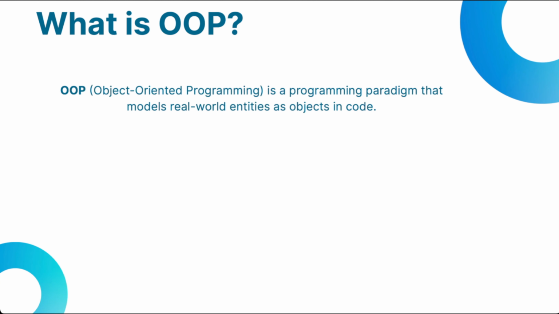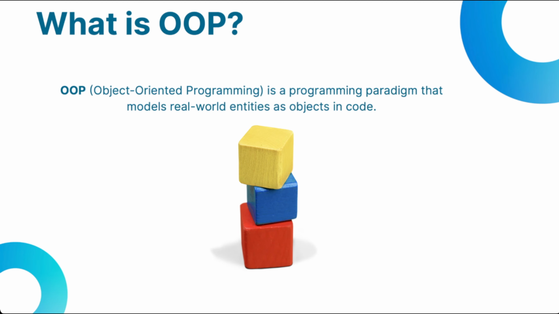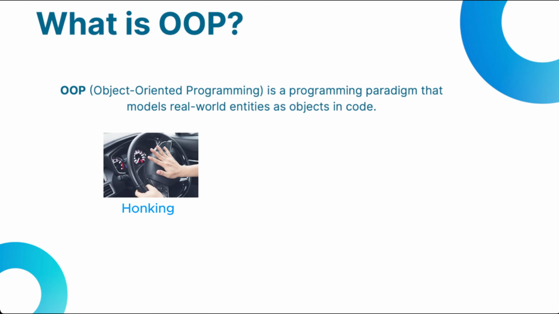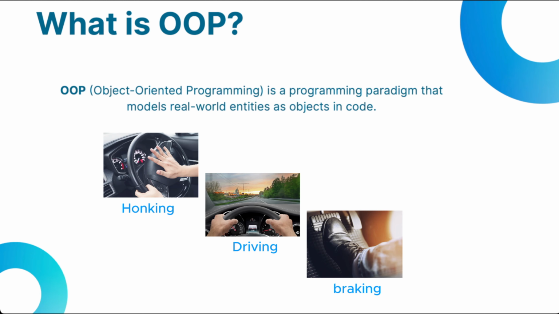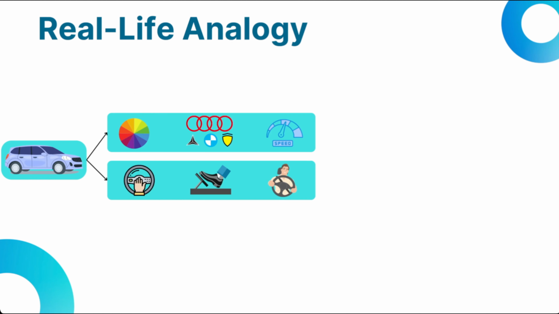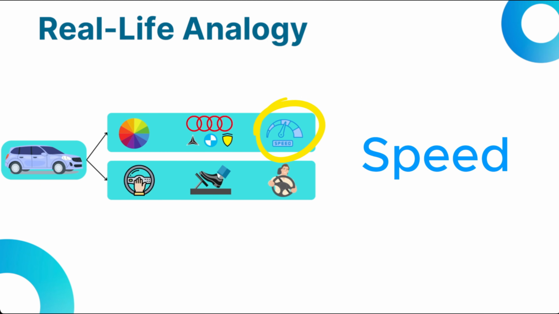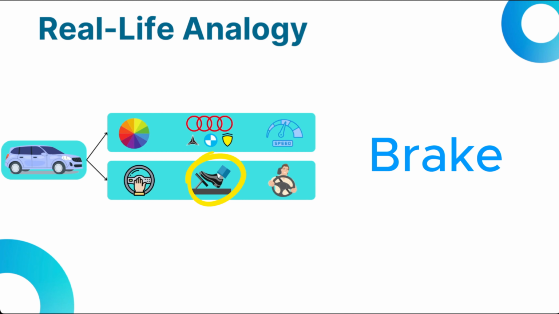Here, OOP stands for Object-Oriented Programming. It's a style or paradigm of writing code where you organize everything into objects. Think of objects as building blocks. Each block bundles together data, which are things the object knows, and behaviors, which are things the object can do. For example, if you were coding a program about cars, you would create a car object that knows its color, brand, and speed, and it can drive, brake, and honk.